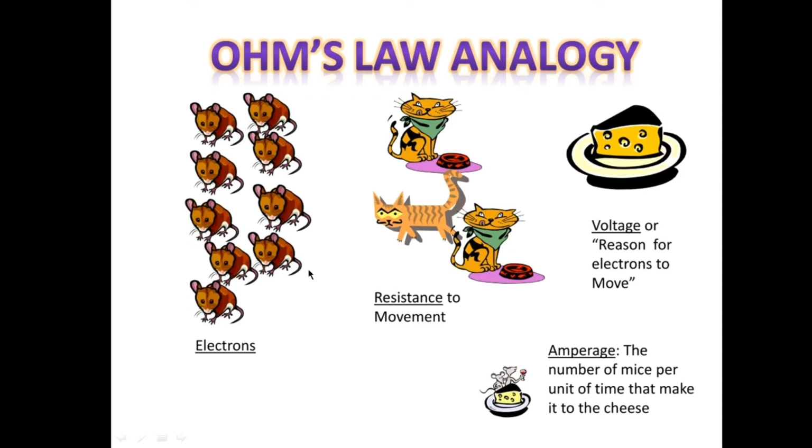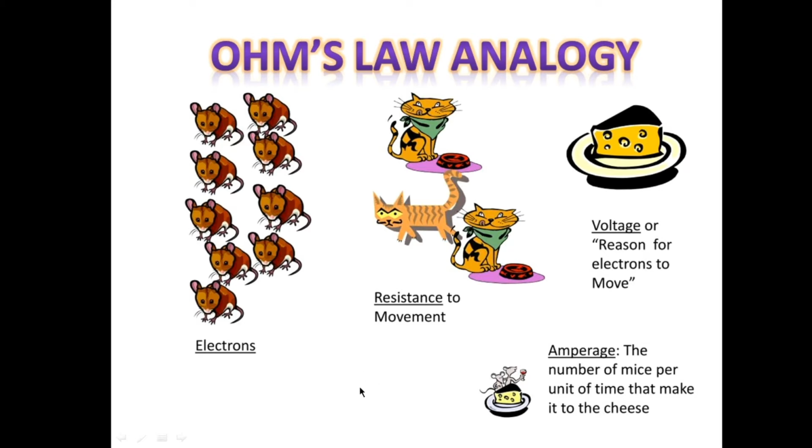But still the rats won't stay, they will start moving. The driving force for these rats is the cheese we have here, like the driving force for the electrons in a circuit is the voltage we are supplying, or the battery or the power source, right? So in this case we can define the ampere this way: the number of rats per unit time that make it to the cheese. In other words, ampere is the amount of electrons per unit time which is driven by the voltage, right?